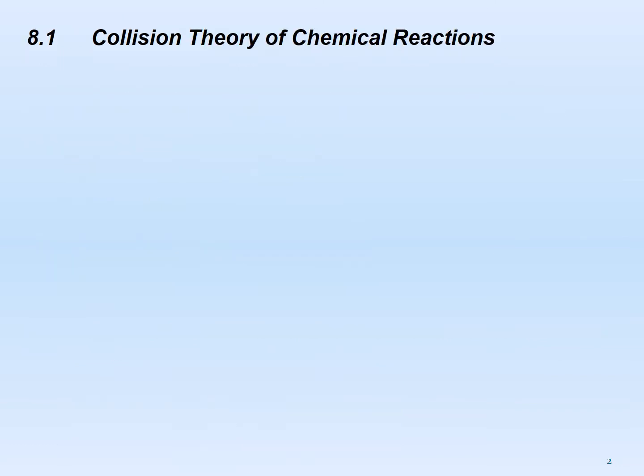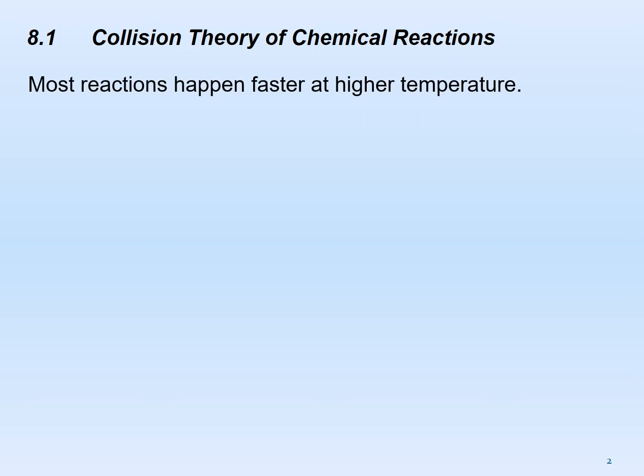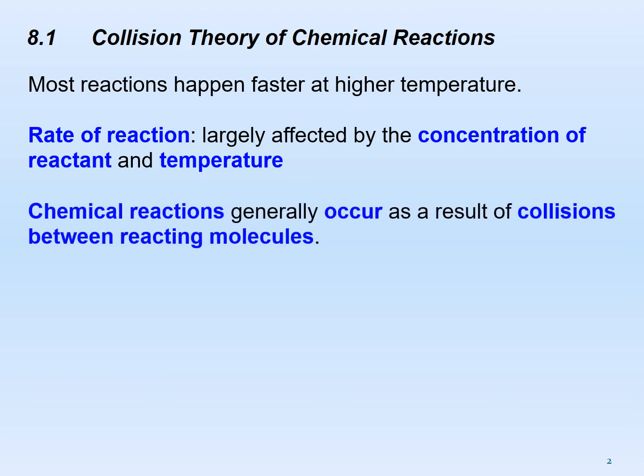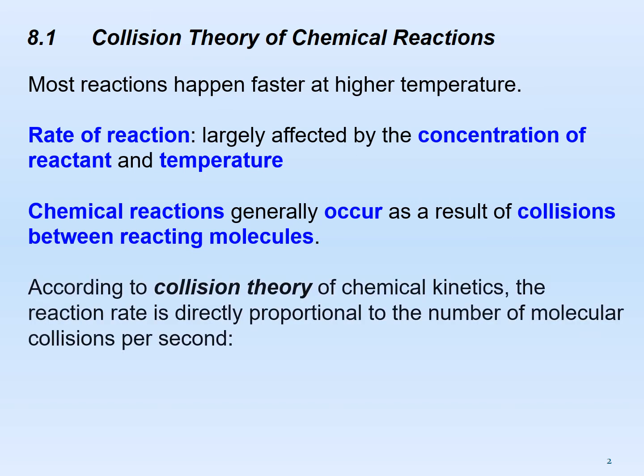In the collision theory of chemical kinetics, most reactions happen faster at a higher temperature. The rate of reaction, or the speed of reaction, is mostly affected by the reactant concentration and temperature. Chemical reactions generally occur when reactant molecules collide or knock into one another. According to collision theory, the reaction rate is directly proportional to the number of molecular collisions per second.